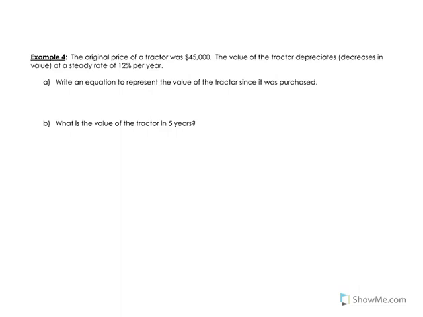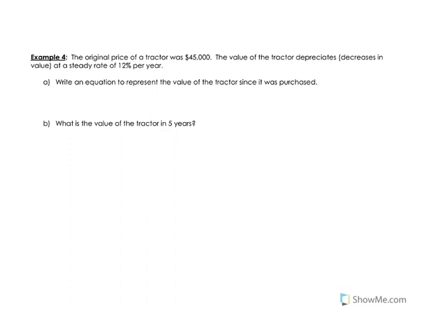So again, we have to pull out the useful information. $45,000 is our initial value. That's the original price of the tractor. So that's our initial value. That's our A. Our rate is it's decreasing in value at a rate of 12% per year. So our R is going to be 12%, or 0.12.